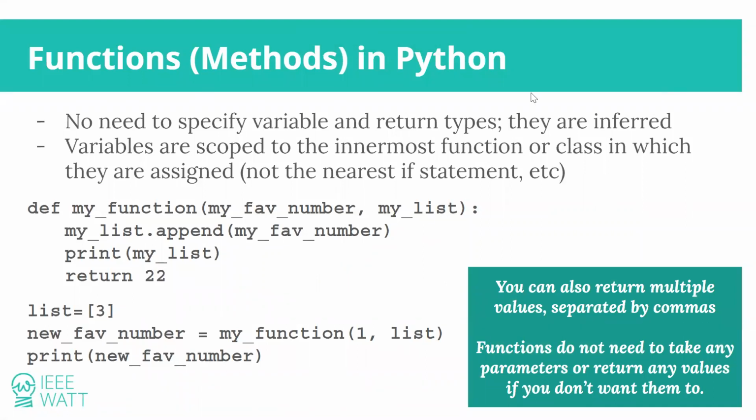Yeah, you can also return multiple values from a function. You just have to separate them by commas, and then you could have that in the variable you return and assign to. Functions don't need to take any parameters or return any values if you don't want them to. They just exist to execute a task when you call them.